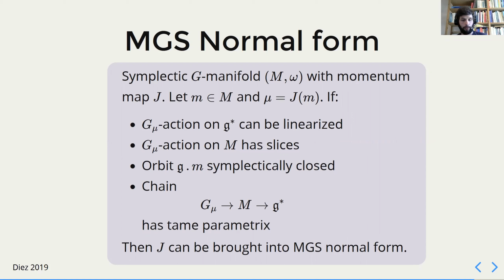And then under these assumptions, we have the statement that the momentum map can be brought into the Marle-Guillemin-Sternberg normal form. So that's the infinite dimensional version of this normal form theorem. And then with the help of this, you can also get an infinite dimensional version of the singular symplectic reduction theorem. And you get all the nice statements about the stratification, that all strata are symplectic and so on. So these results also hold in infinite dimensions under exactly these four assumptions that we have to impose.